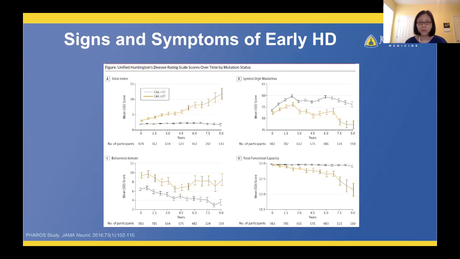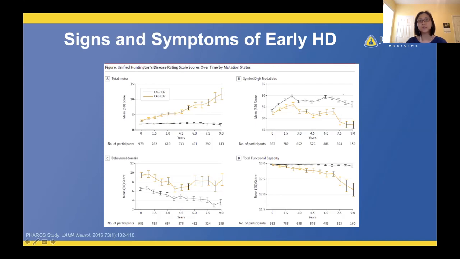All right, so these are, again, some of the early signs and symptoms in HD. I'm just going to direct your attention to the orange line. This was a prospective cohort study looking at those with expanded CAG repeat length versus those who did not. And I'll get more into the molecular genetics later. So this is to point out that the motor impairment continues to progress over time from the onset of symptoms in the first 9 years.